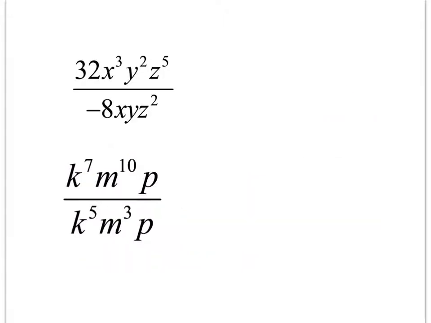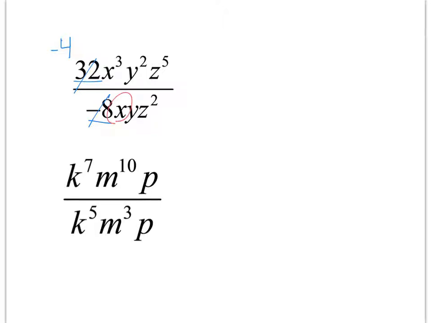All right, let's take a look at a few examples here. So I have 32 over negative 8. So if I divide by the negative 8, I'm left with the negative 4 on top. So I didn't necessarily talk about this on the last slide, but when we are dividing monomials, when we have coefficients, we just divide those as we would regularly do division.